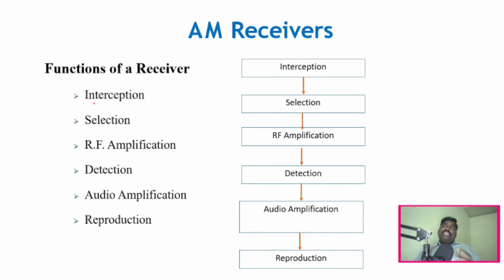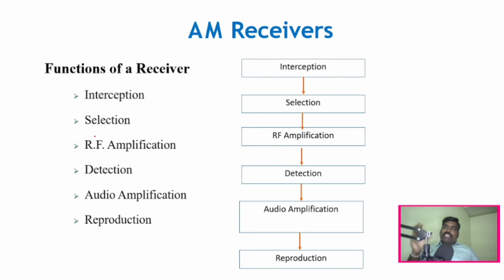And what is selection? We know that there will be a mixture of frequencies. You will be receiving a lot of frequency components, and from those, the receiver has to select the correct frequency component, the correct carrier signal. That is called selection. It has to select the desired signal and reject all other signals. That process is called selection.